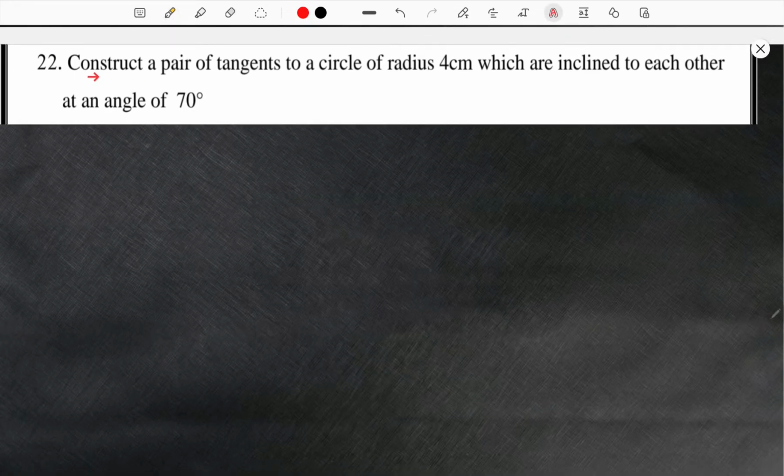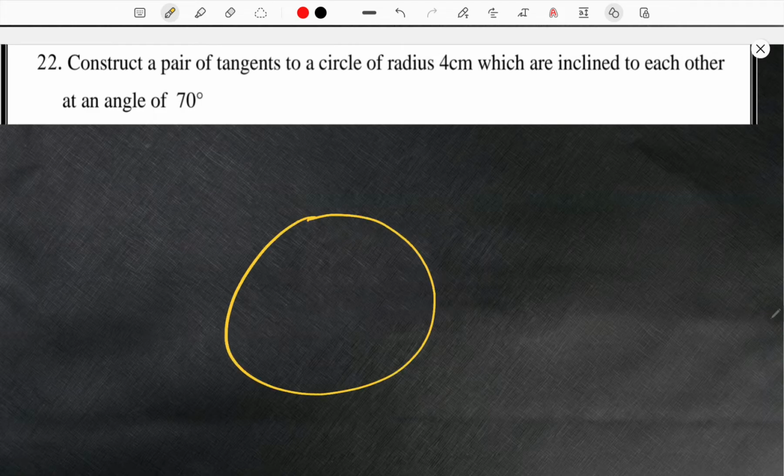What is this next question? Construct a pair of tangents to a circle of radius 4 cm which are inclined to each other at an angle of 70 degrees. There is a circle of radius 4 cm, that must be known to you. You can easily draw that circle. So here is the circle of radius 4 cm for example.